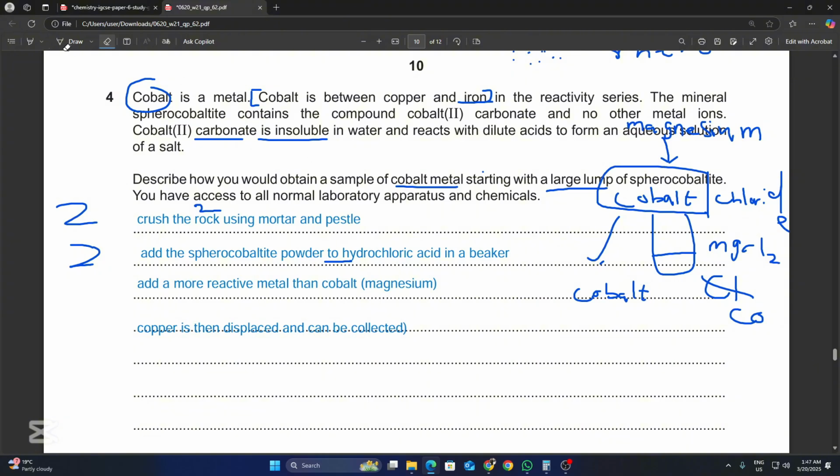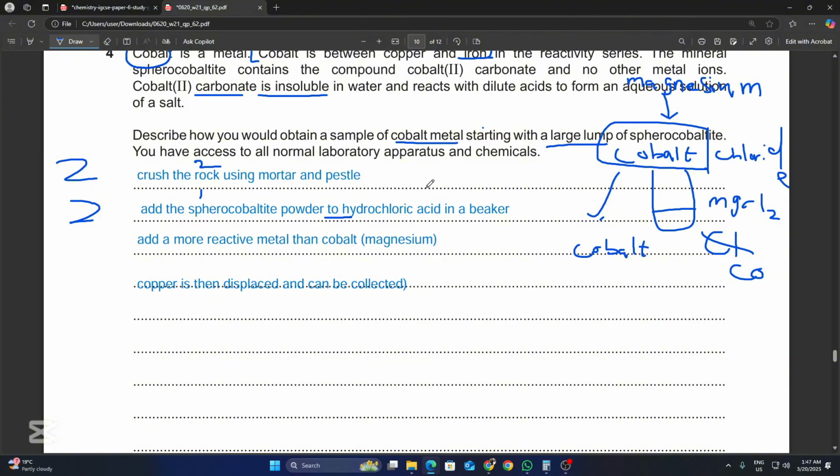That is step 2, and that gives you 2 marks: 1 mark for adding the acid, and another mark for naming the acid itself. So nitric acid, hydrochloric, any of that. I recommend hydrochloric, but nitric acid also works. So that's 2 marks, and 2 marks, that's 4 marks.